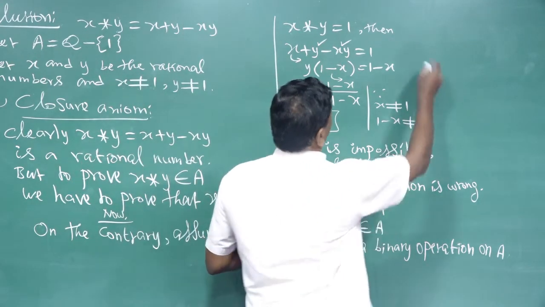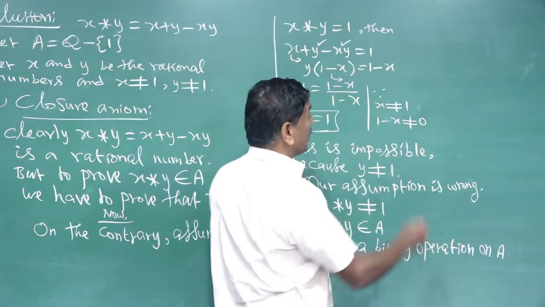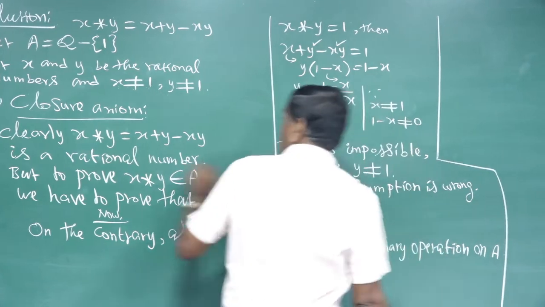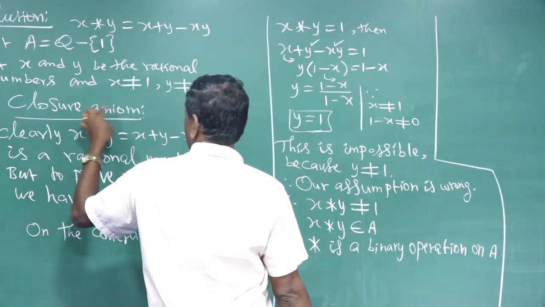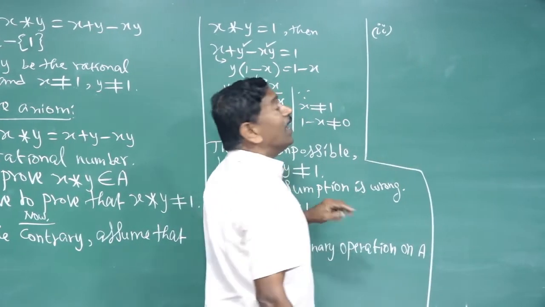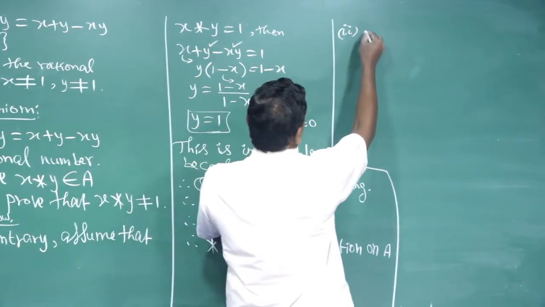Now we are moving to the next page, which is important. Listen to the next page. Now, subdivision 2. Subdivision 2 is the commutative axiom.